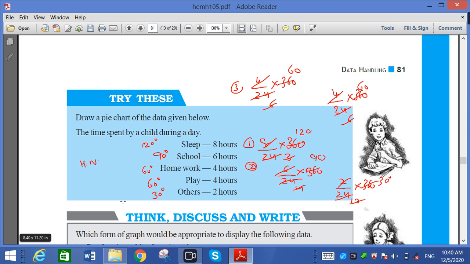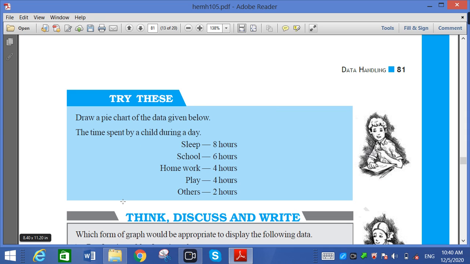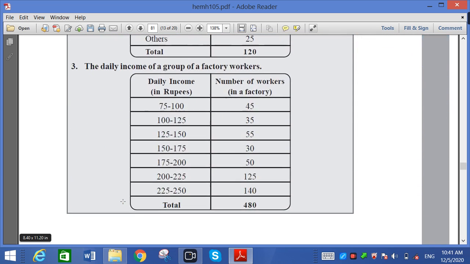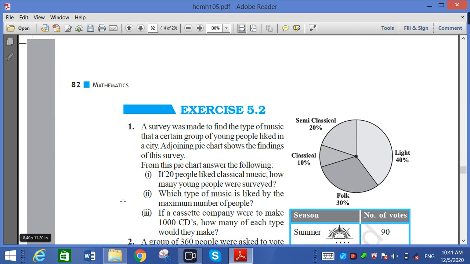So you have to complete the exercise again, the whole of examples 1 and 2. Now in the next lecture we will discuss the topic of exercise 5.2. We will do it in the next lecture.